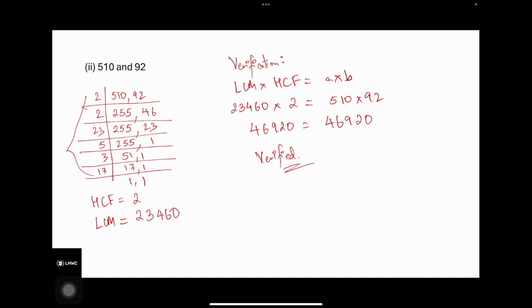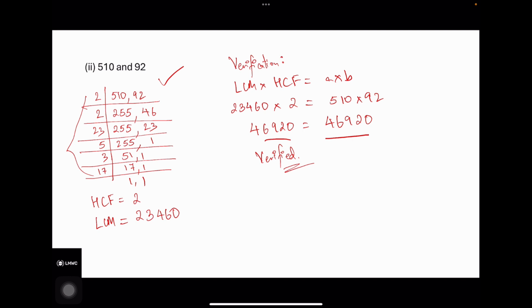Although in the questions they have asked to verify, this verification is also for your information, to confirm that the HCF and LCM which you have just found are correct. Okay, so in case the verification is not equal, like LHS and RHS are not equal, then you have to recheck your prime factorization method and try to get them equal.